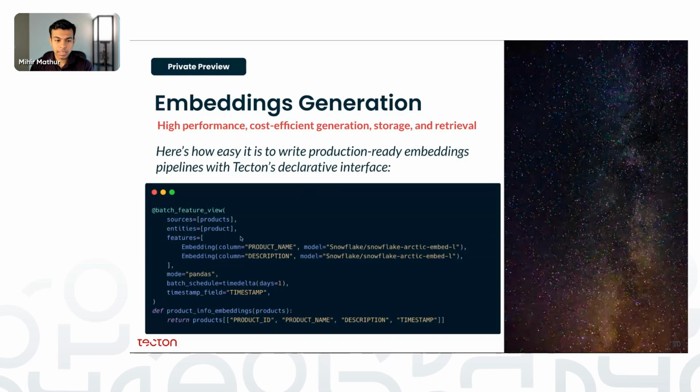You just declare a batch feature view like any other Tecton batch feature view. The sources are your data sources that are connected with Tecton. Entities are logical representations. And this is the new part where you specify an embedding, which looks at a column name. This column name is coming from your transformation, so this could be a SQL or it could just be a data frame query. And then you specify your model.